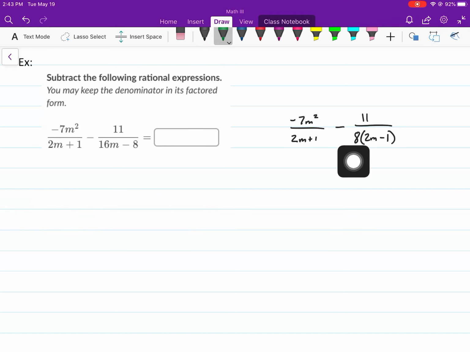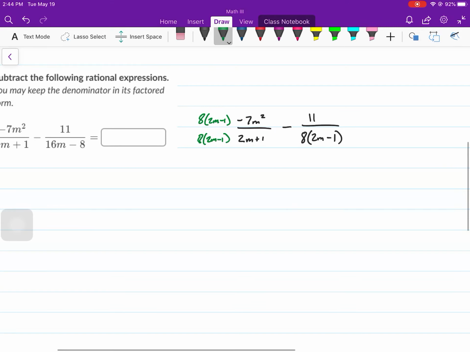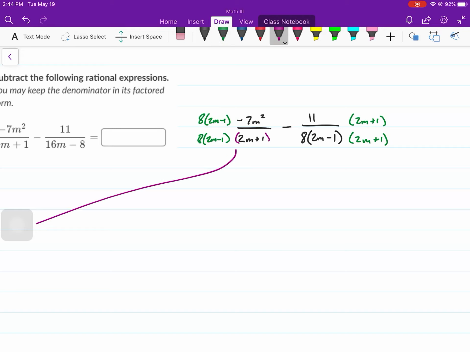And excuse me, actually we need to multiply this one by 8 as well in order to have the same denominator. So over here we're going to have 8 times 2m minus 1. And on this one, we're going to multiply it by 2m plus 1. And I put the parentheses because we're multiplying it by all of 2m plus 1. And by the way, we're going to distribute, but do not worry about the bottom.